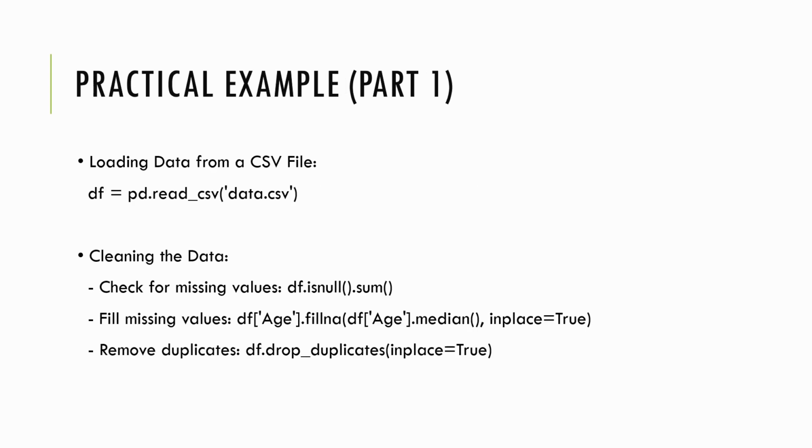Let's now put these concepts into action with a practical example. Imagine we have a CSV file containing some data. We can load the file into a data frame using pd.read_csv. Once loaded, we check for missing values using the isnull().sum method. We then fill missing values or drop rows with missing data. This is a crucial step before doing any further analysis or transformation.